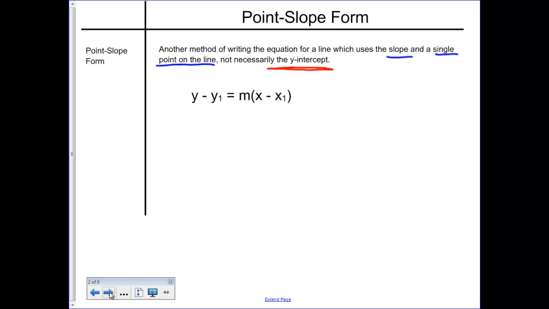The form is y minus y sub 1 is equal to m, which is our slope, times, in parentheses, x minus x sub 1, where the x and the y are a point given to you. So x and y is a point that's given to you, and m, of course, is slope.